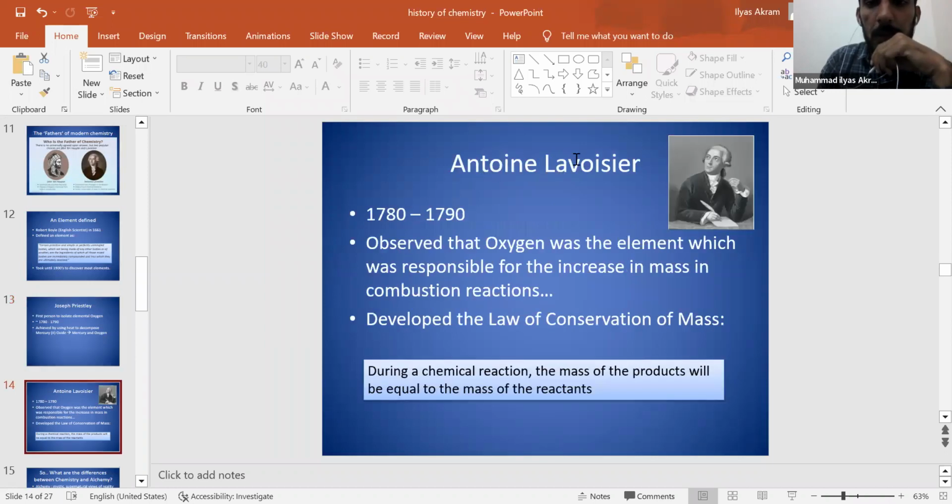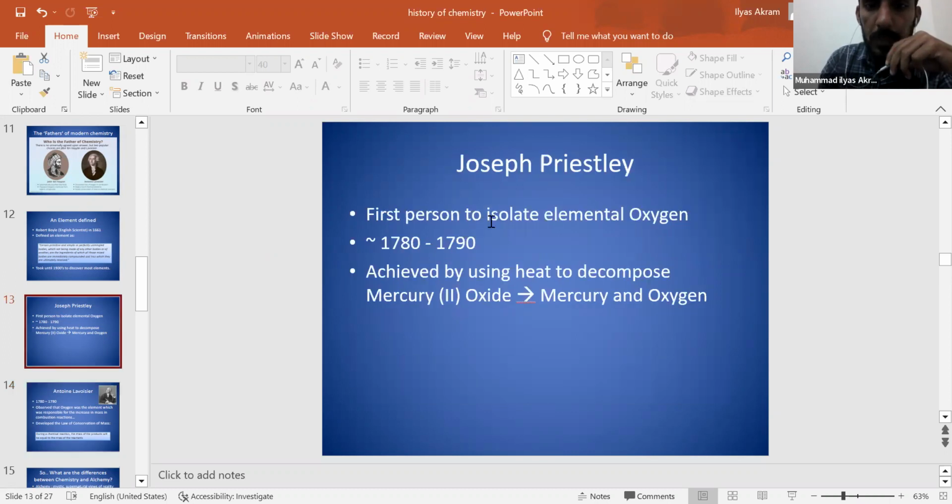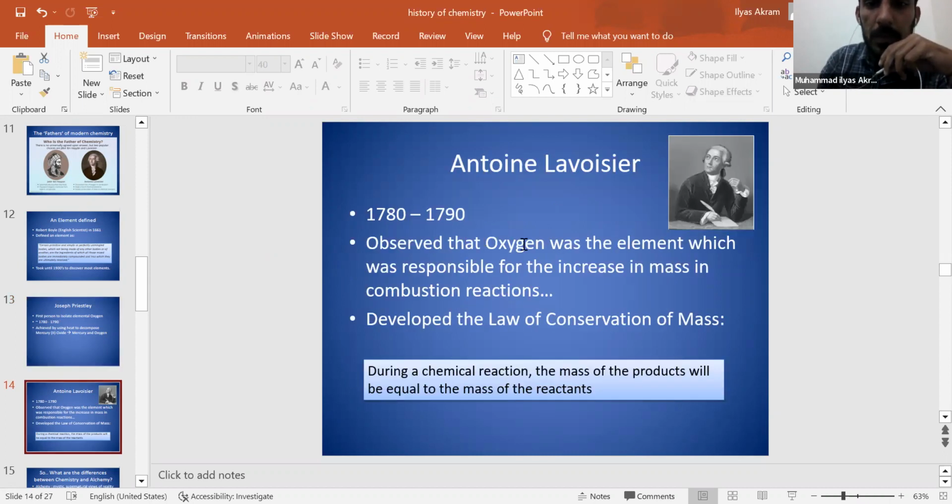Then came the era of Antoine Lavoisier, also in 1780 to 1790. He observed that oxygen was an element. So Priestley was the first scientist who isolated elemental oxygen, while Lavoisier was the first scientist who observed that oxygen was the element responsible for combustion. The more oxygen is available, the more combustion there will be. You can always observe this at a fireplace. If the area is open and surrounded by air, the fire burns more, and the combustion reaction is greater. So the more oxygen available, the more combustion.